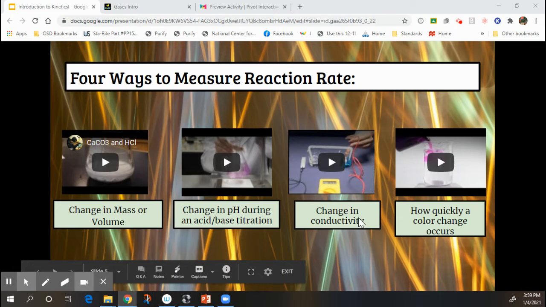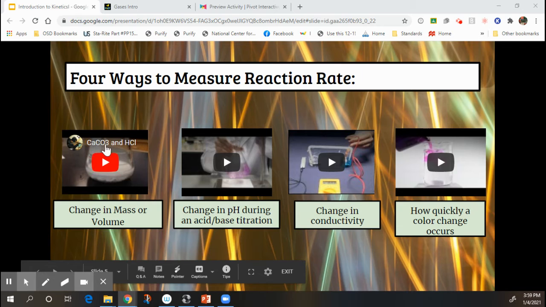We can measure the change in conductivity. We haven't gotten into electrochemistry yet, but we're going to get there, and that will allow us to also figure out a way to measure reaction rate. And last but not least, how to measure color change: how quick or how slow a reaction's color change occurs will dictate the reaction rate.